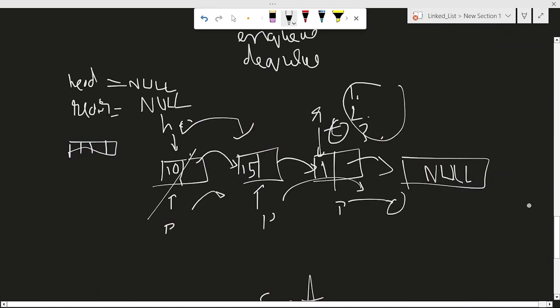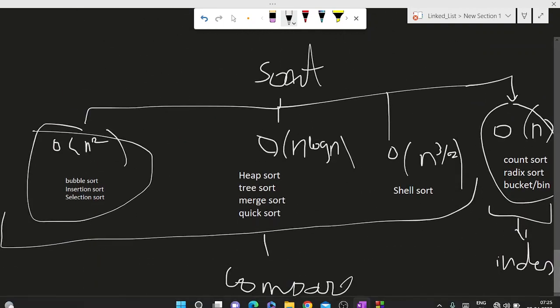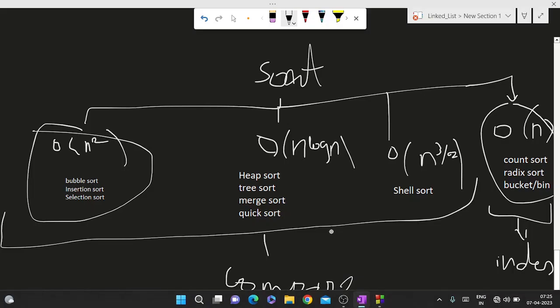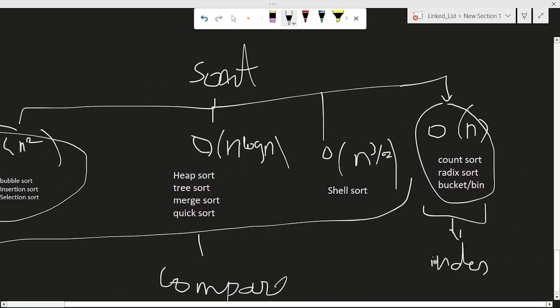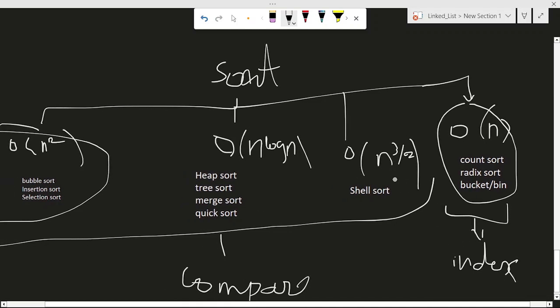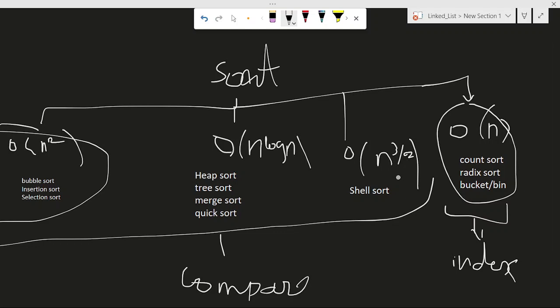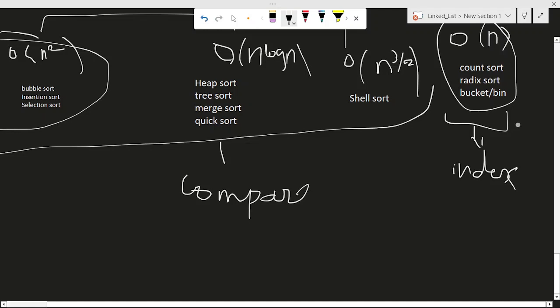Whenever we are using index based sorting, obviously the time complexity will reduce, but the problem is the space complexity will drastically increase. Based on index, the values you will consider as indexes. Like if you have 2 3 4, then you are considering 2 3 4 indexes. But what if your value is 100? Then you should again increase the size of the array or a linked list, anything. So you will have a problem in space complexity, but for time complexity, this is the best thing.